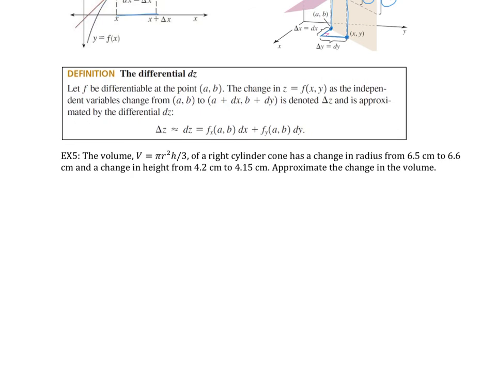So our differential dz is going to be approximately equal to the change in our z value. Looking at this box, we can see that this dz, the differential, is approximately equal to delta z, which is the change on our surface. That's going to be equal to the partial derivative with respect to x at (a, b) times dx, plus the partial derivative with respect to y at (a, b) times dy.